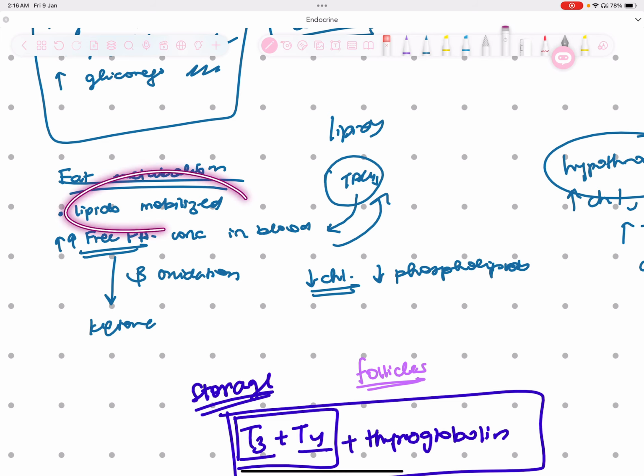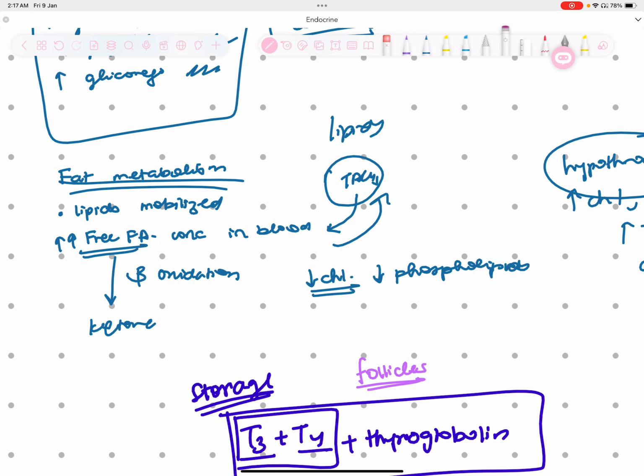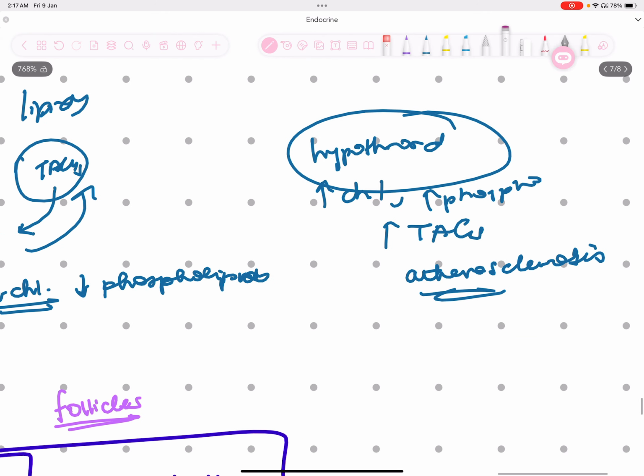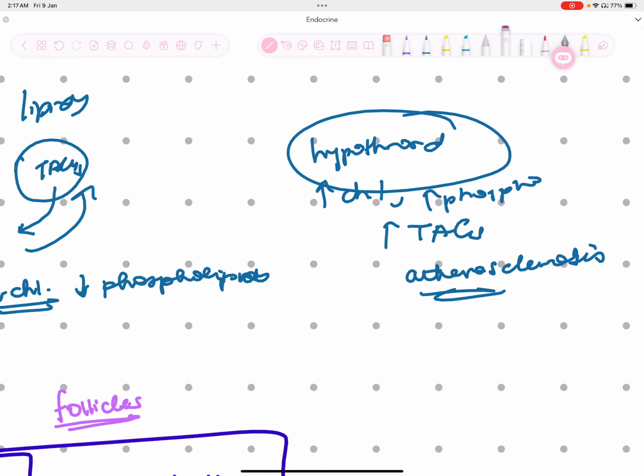So this is the fat metabolism in short. What will happen? Lipids will be metabolized, there'll be free fatty acid flowing, so there'll be increased free fatty acid concentration in the plasma because these TAGs are mobilized and converted to free fatty acid, and there'll be beta oxidation. But the cholesterol and phospholipids will be low. So free fatty acid will be high, cholesterol and phospholipid will be low. But in hypothyroidism, it will be quite the opposite, and because of increased cholesterol, atherosclerosis can develop.